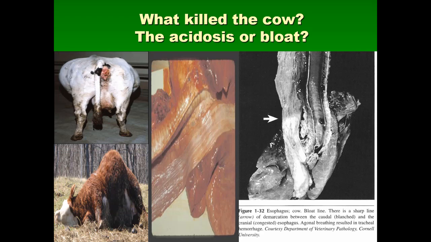If it is an acidosis that killed the animal, they could bloat because of the ruminal stasis, but not all the animals are going to bloat with acidosis. So a way to find out if the bloat was ante-mortem is to look for the bloat line. On those couple of images, we see a very sharp line of demarcation between the caudal and the cranial esophagus. The caudal area is pale or blanched, and the cranial one is very, very congested.